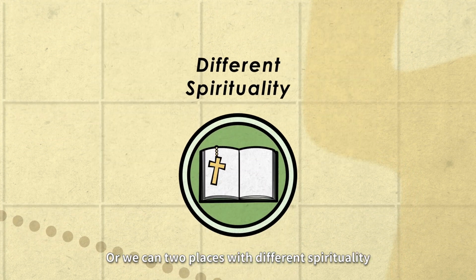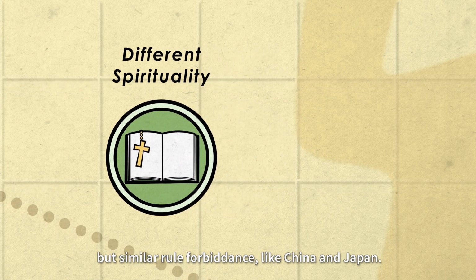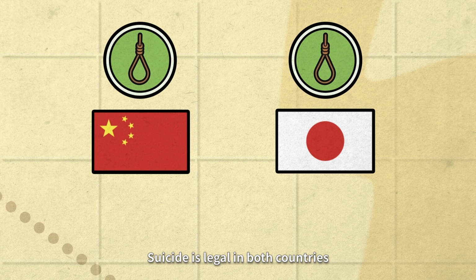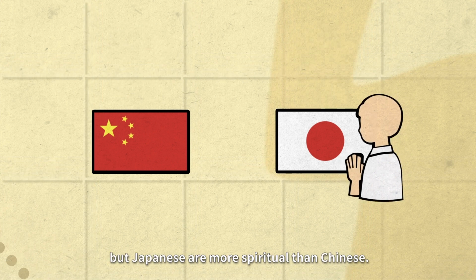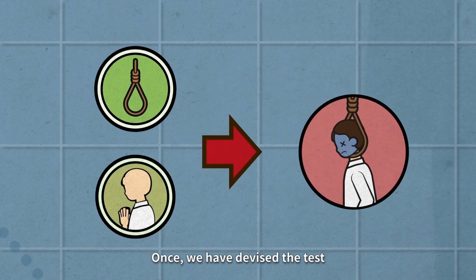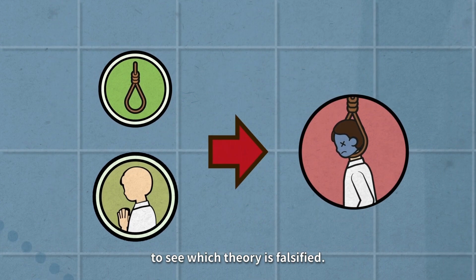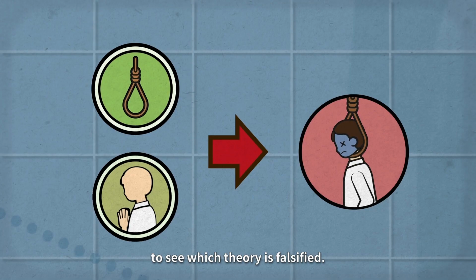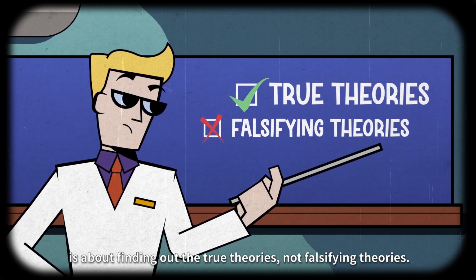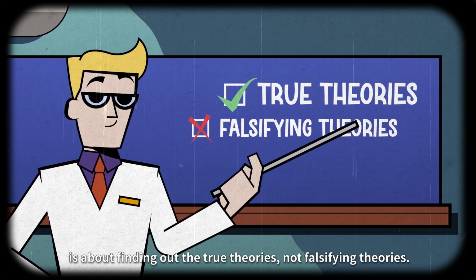Or we can look at two places with different spirituality but similar rule forbiddance, like China and Japan. Suicide is legal in both countries, but the Japanese are more spiritual than the Chinese. Once we have devised the test, we can examine the suicide rates to see which theory is falsified. Some people think that scientific progress is about finding out the true theories, not falsifying theories.